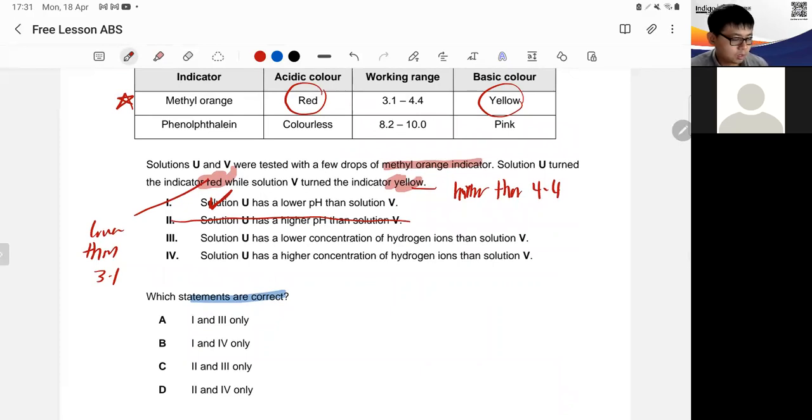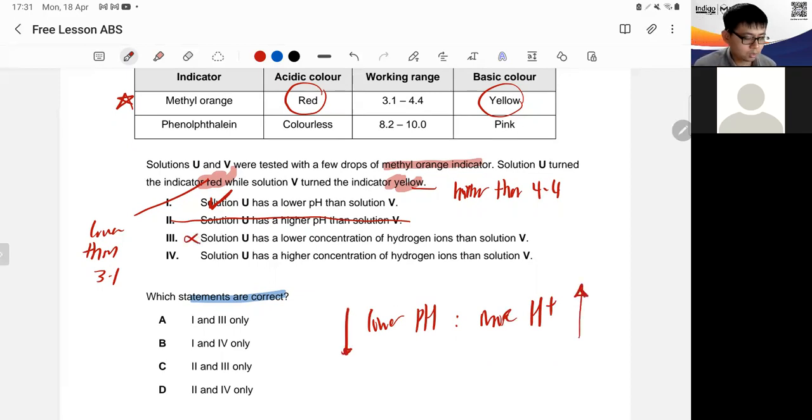What about 3? If U has a lower pH, it means it has more H+. Remember what we said just now? pH is a measure of how much H+ there is. The more H+ there is, the lower the pH. So clearly this is wrong, because if U has a low pH, it must have a higher concentration of H+. So 1 and 4, the answer is B. That's it.